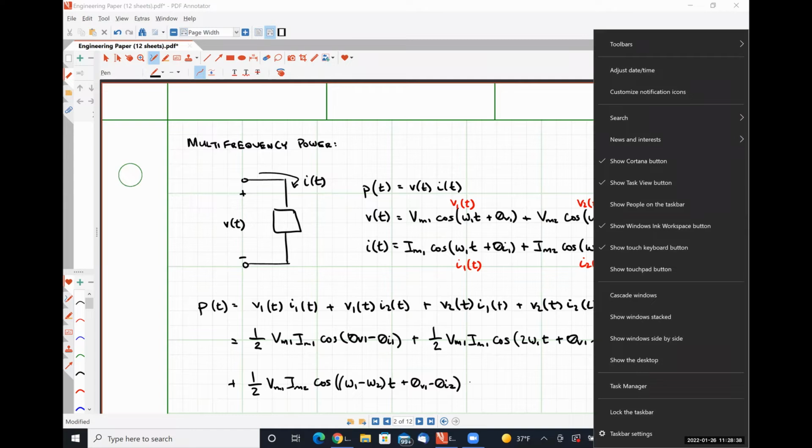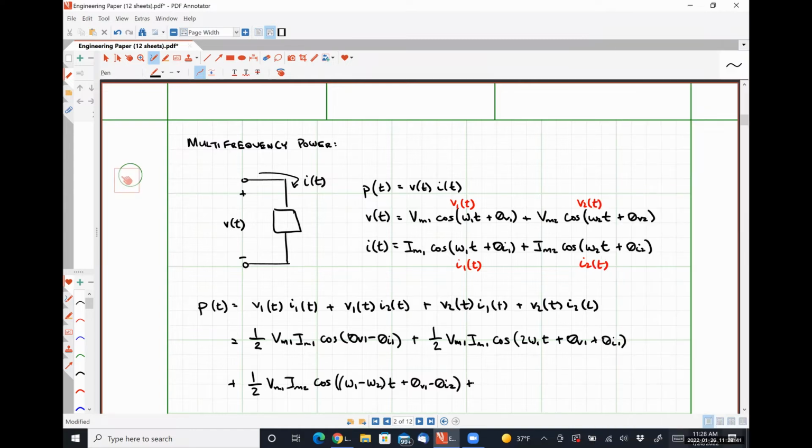And now we have to do the part where we add the angles together. That's going to be 1/2 VM1 IM2 cosine omega 1 plus omega 2 t plus theta V1 plus theta I2. Sorry, yes, I apologize. That is supposed to be theta I2. Thank you, Ian.